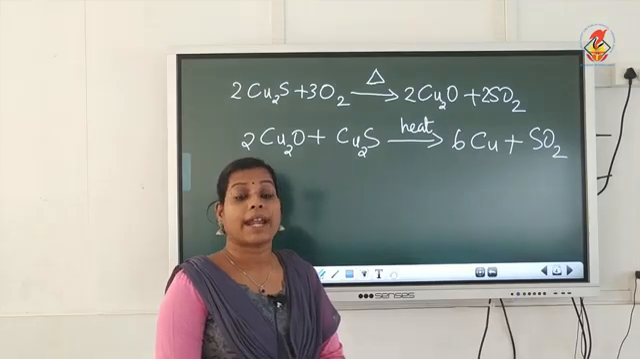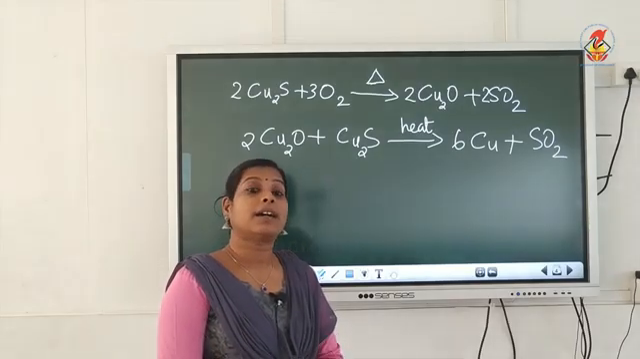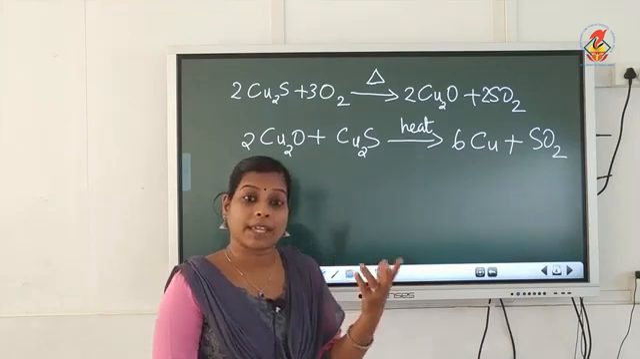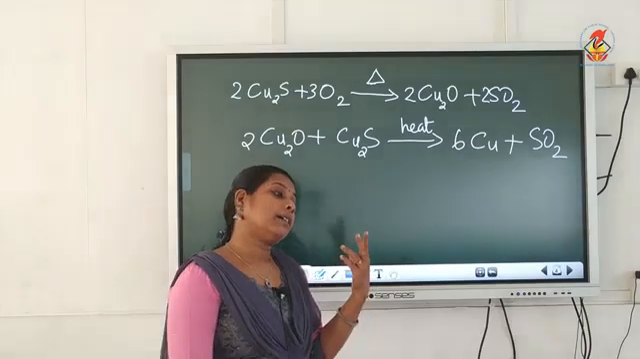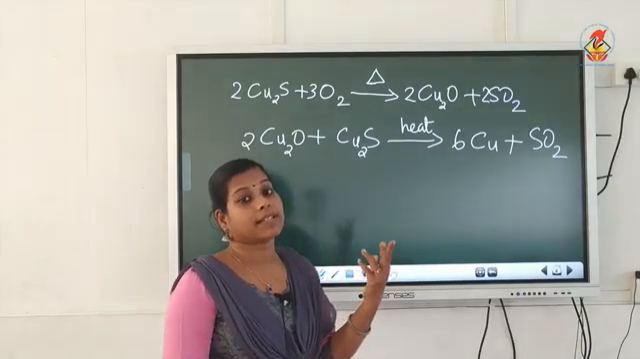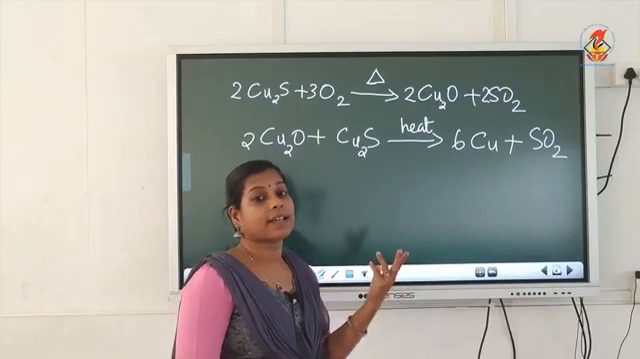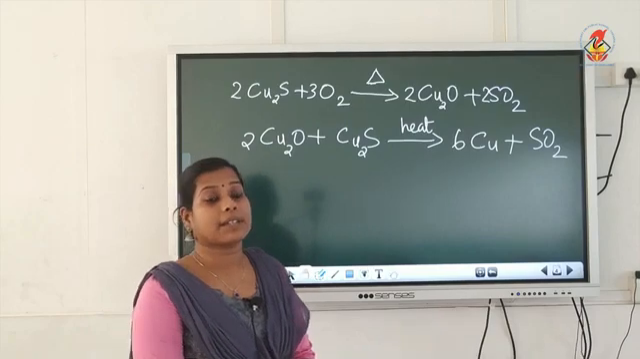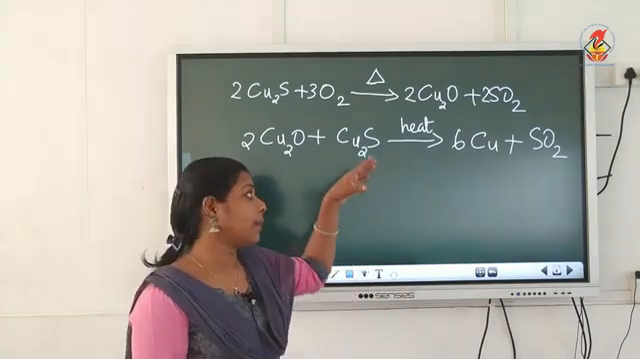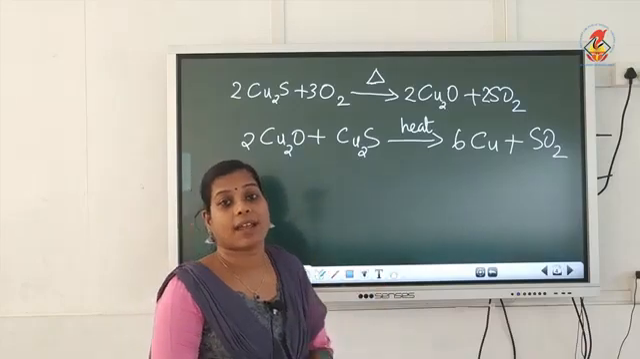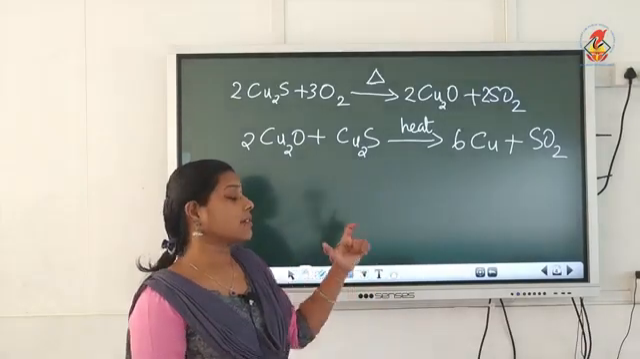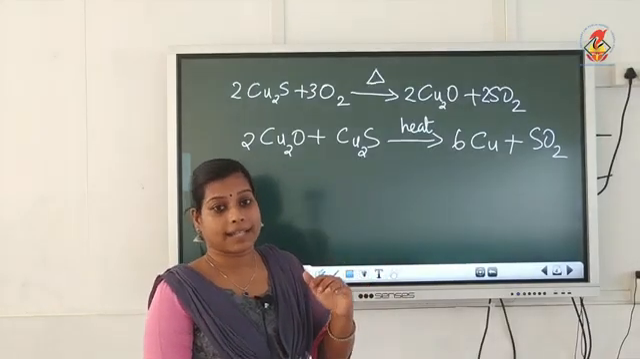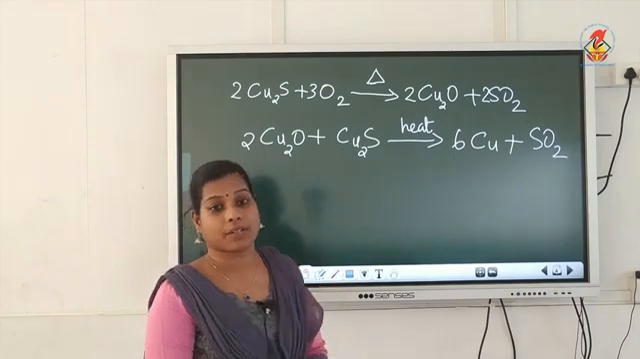For that we adopt different techniques: gravity separation, magnetic separation, simple hand picking, the levitation method, and the froth flotation method. Different techniques are applied for the concentration of the ore. Once the ore is concentrated, that means impurities are removed, it is taken to the next stage, that is extraction of the metal. During extraction of the metals, depending upon the reactivity of the metals, we adopt different methods for the separation of the metal.